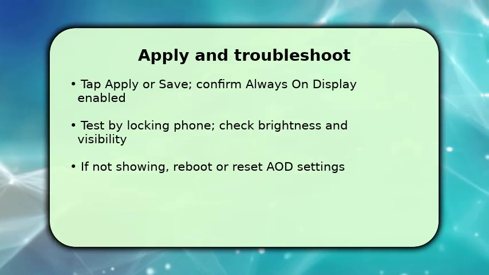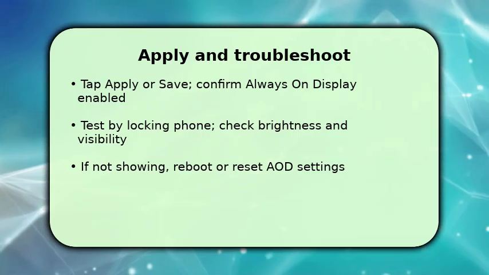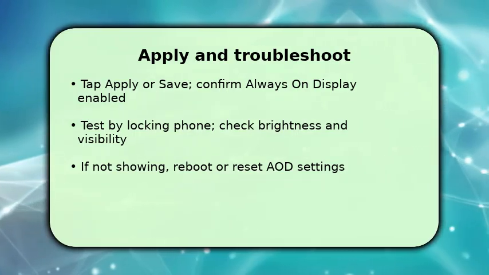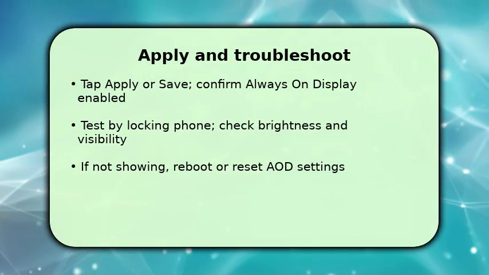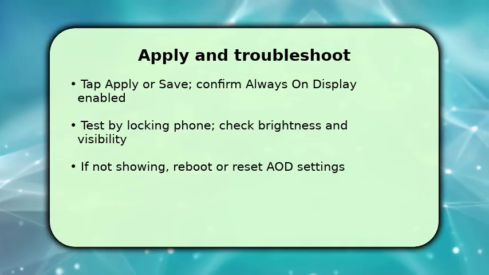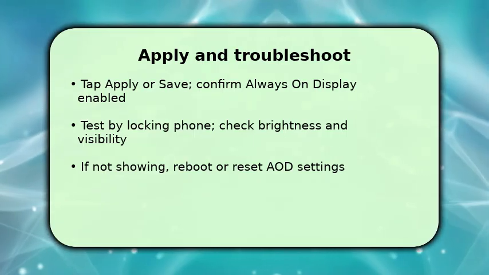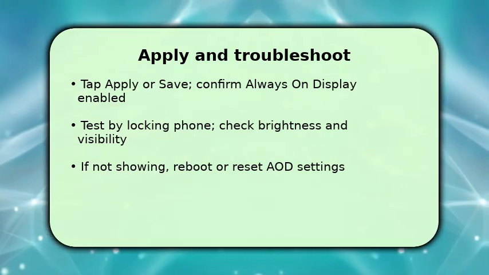or crop if needed. If the image doesn't display, reboot the device first. If that fails, reset Always on Display settings and redo the selection. These troubleshooting steps resolve most issues and get your Samsung S24 Ultra showing the new AOD wallpaper.